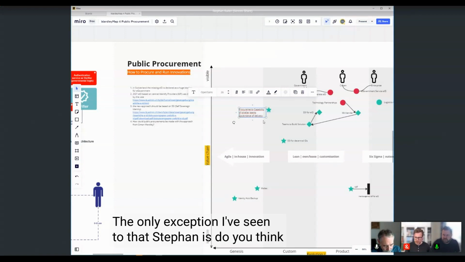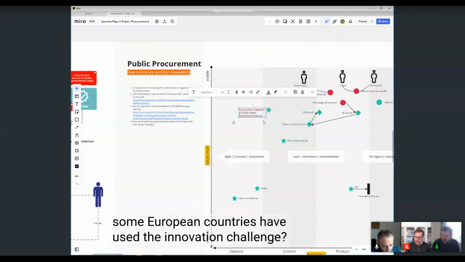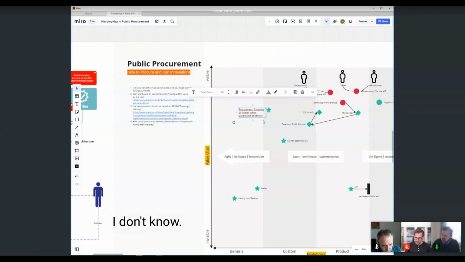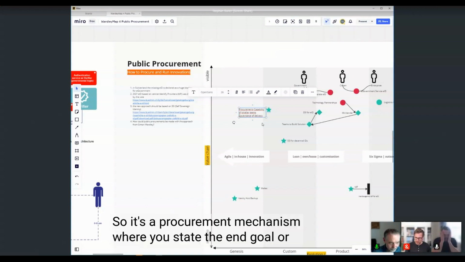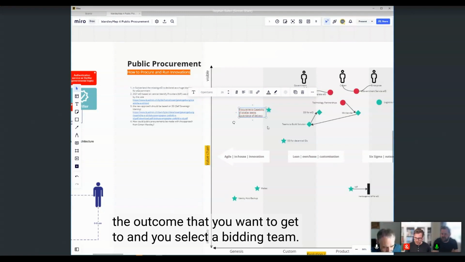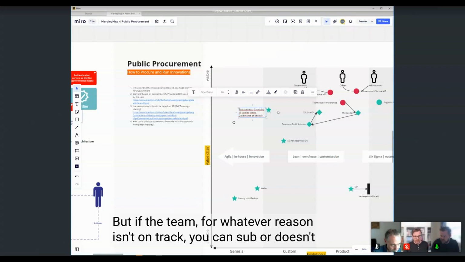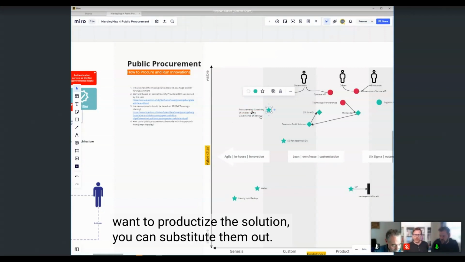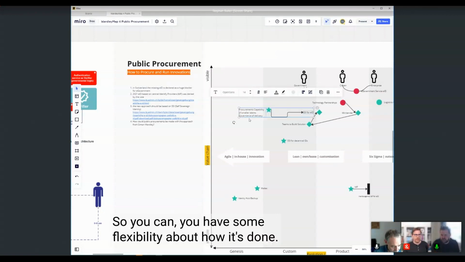The only exception I've seen to that, Stephan, is, do you think some European countries have used innovation challenge procurement? I don't know, never heard. So it's a procurement mechanism where you state the end goal or the outcome that you want to get to, and you select a bidding team. But if the team, for whatever reason, isn't on track, or doesn't want to productize the solution, you can substitute them out and then substitute in a new team. So you have some flexibility about how it's done.